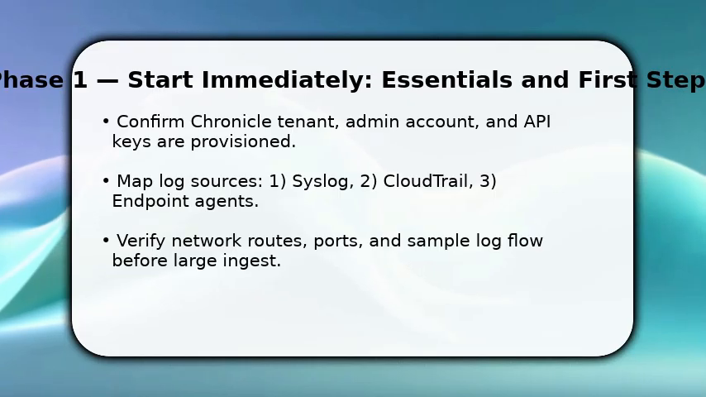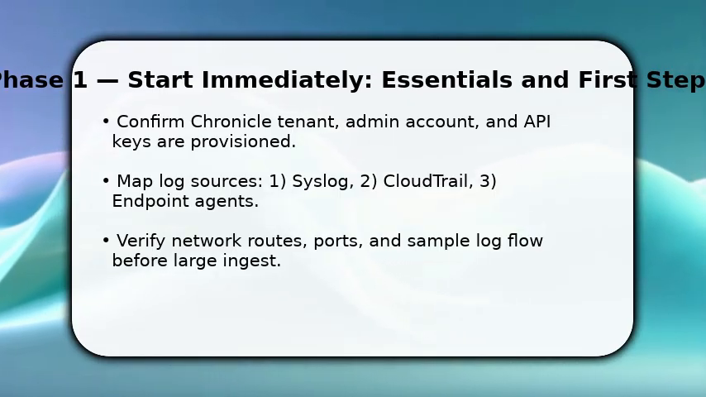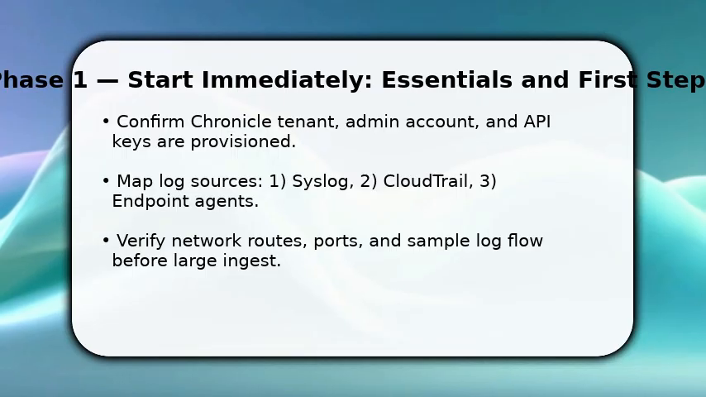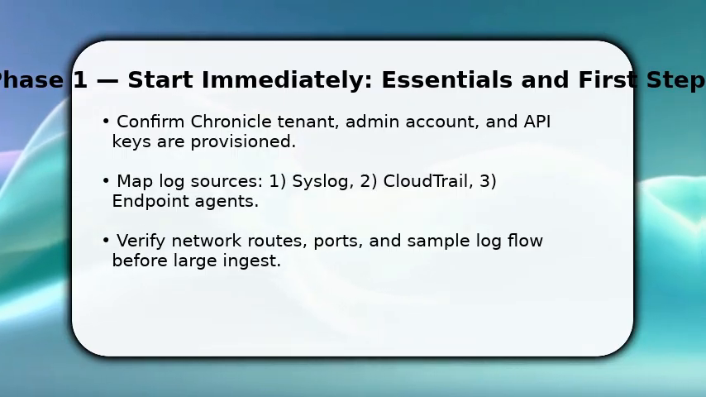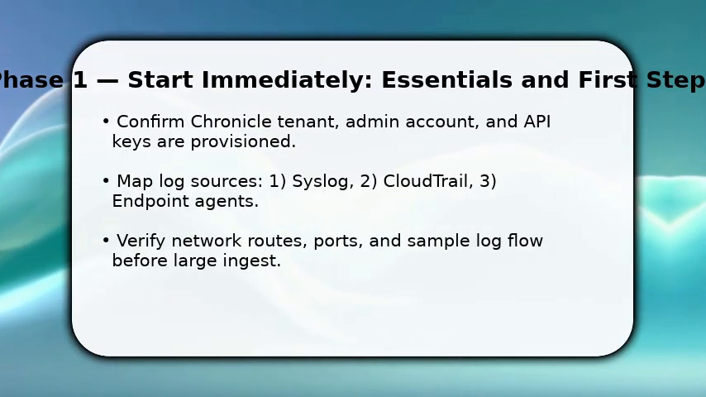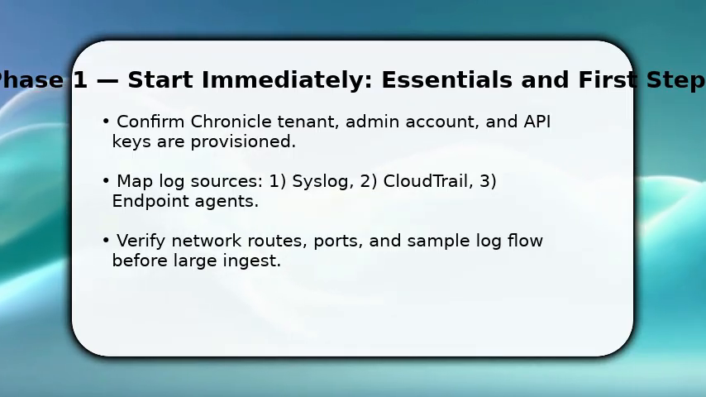Enjoy the video. You start by ensuring Chronicle access and credentials are ready. You need an admin account and API keys. Once done, onboard one log source immediately. Pick a small, high-value stream such as CloudTrail or Syslog to validate the path.